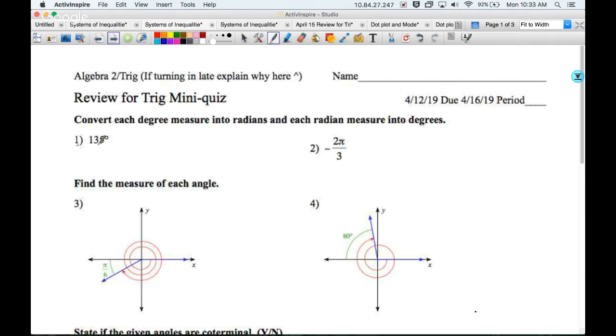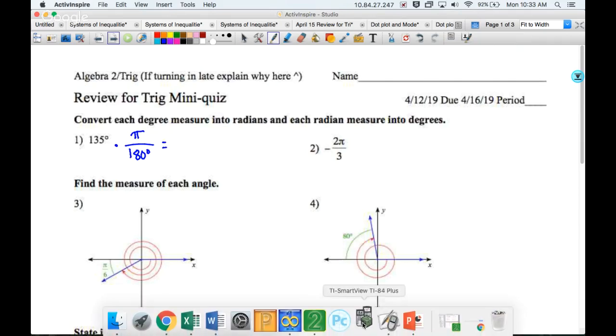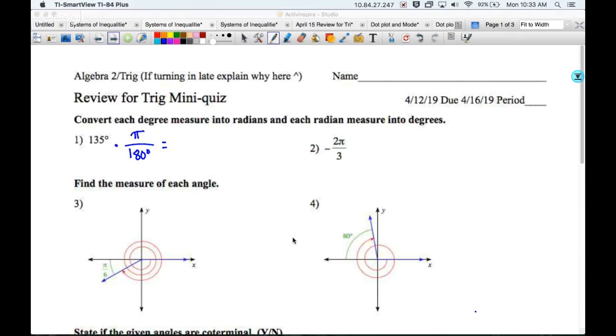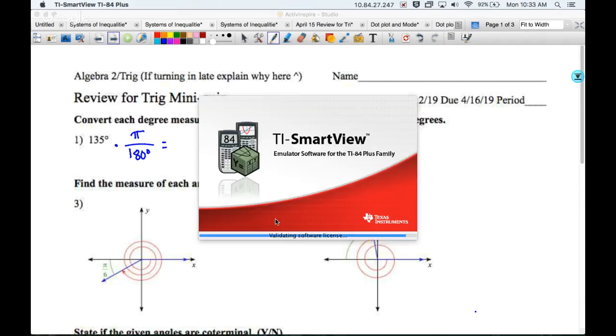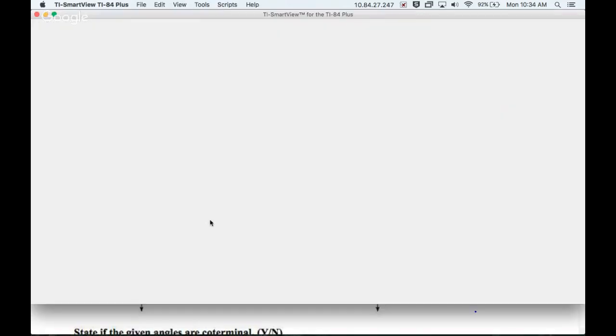Starting with number 1, we've got a degree measure. To get degrees into radians, you need to multiply by pi over 180 degrees. And when we do this, what I do is I ignore the pi at the beginning. I just do the division with just the numbers, and then I add the pi back in on top.